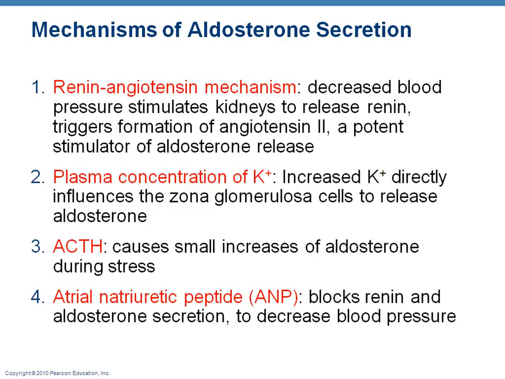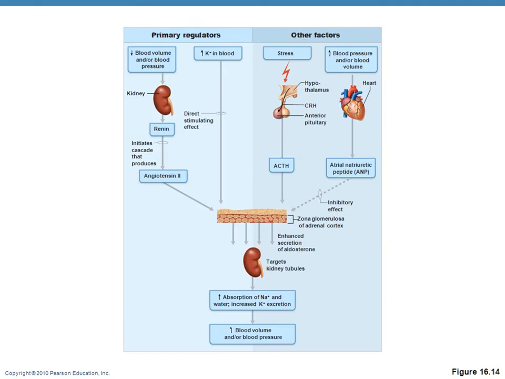So we have a renin-angiotensin mechanism. If we're trying to decrease blood pressure, again, I'm going to wait till the picture to really get into this, plasma concentration, ACTH, adrenocorticotropic hormone, hopefully we have already talked about that, and then this ANP, or atrial natriuretic peptide. So let's look at those and see what they do. The picture is the best way to do that. Let me get my pen ready.